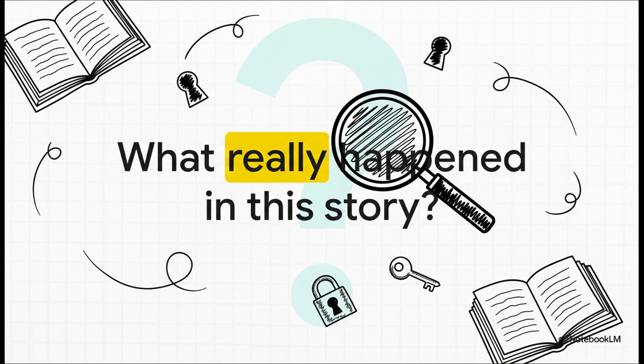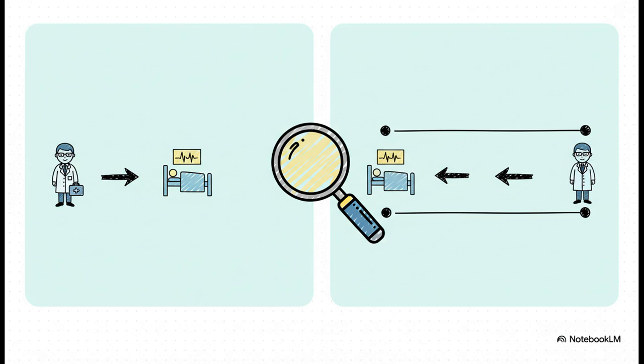Every good mystery starts with a puzzle, and here's ours. What really happened here? The answer is hiding in plain sight, tucked away in just a single word. It's time to crack the case. Okay, so take a look at this. On the left, we've got story A. When the doctor arrived, the patient died. Pretty straightforward, right? First the doctor shows up, then the patient dies. A sad, simple sequence. But now, look at story B.